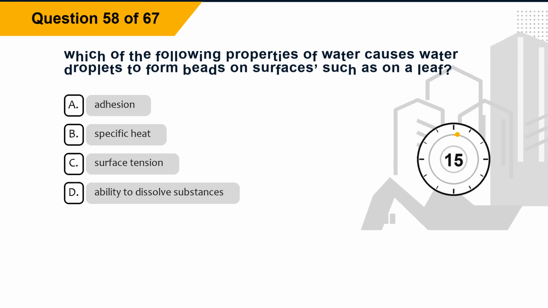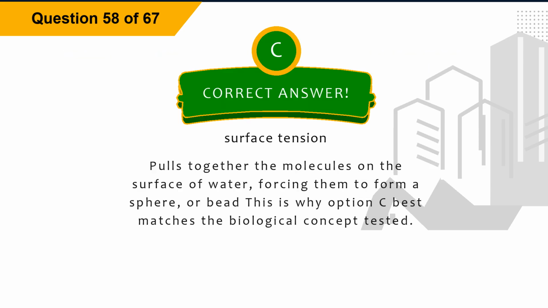Question 58. Which of the following properties of water causes water droplets to form beads on surfaces, such as on a leaf? Option A, adhesion. Option B, specific heat. Option C, surface tension. Option D, ability to dissolve substances. The correct answer is option C, surface tension. Explanation: surface tension pulls together the molecules on the surface of water, forcing them to form a sphere, or bead. This is why option C best matches the biological concept tested.